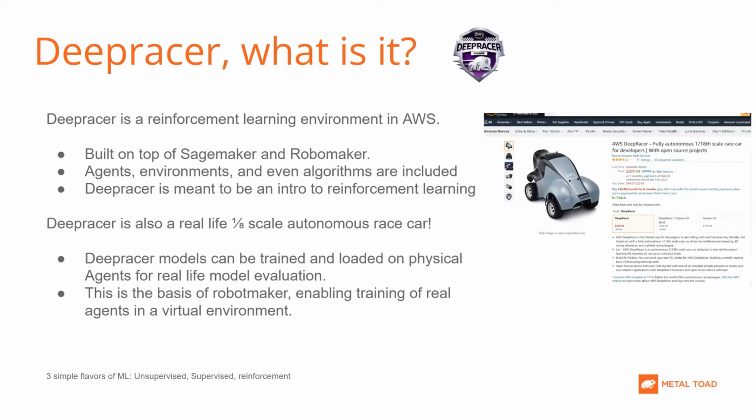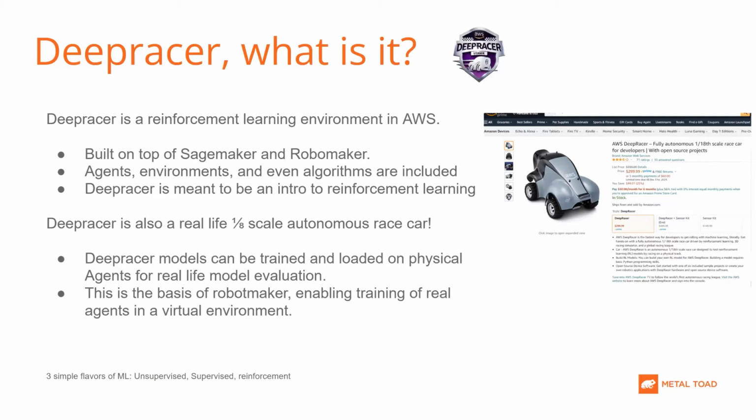What's really cool though is, it's built on top of RoboMaker, and RoboMaker has the goal of enabling training of real life agents in a virtual environment. So the little virtual cars that you train within DeepRacer, the models can actually be downloaded and put on an 8th scale autonomous race car for running in real life.